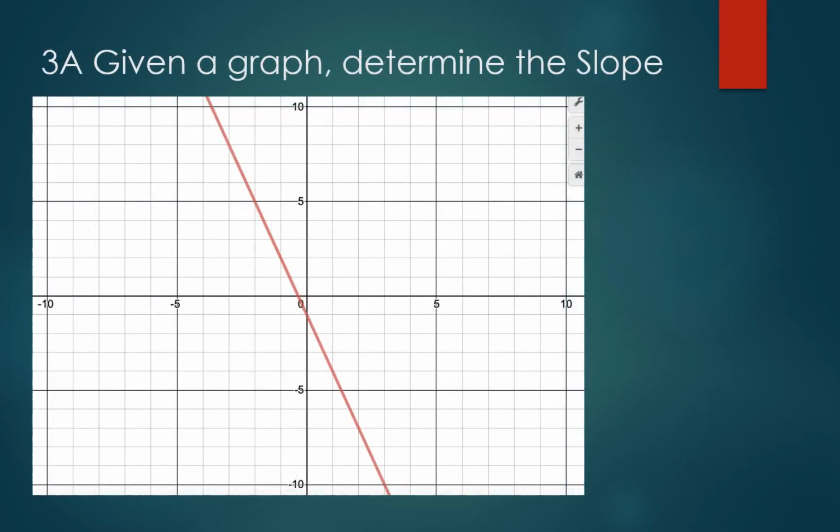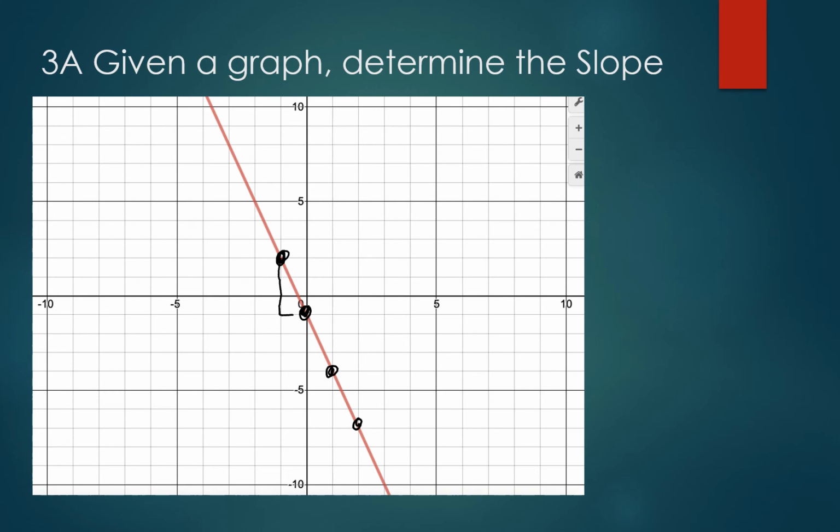Go ahead and hit pause, and I want you to find the slope, the y-intercept, write your equation, and also your x-intercept. Go ahead and hit pause. Alright, so the first thing I'm going to do to find the slope, I'm going to identify a few points. This time I'm going to use slope triangles.